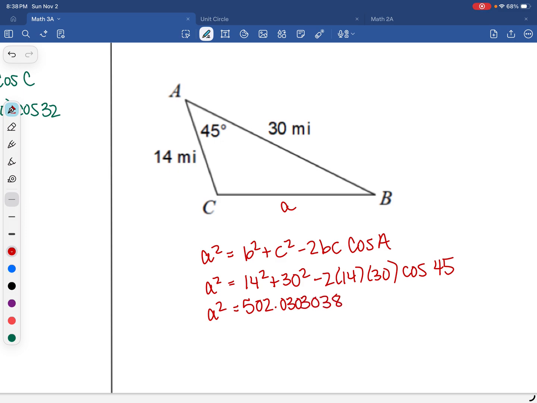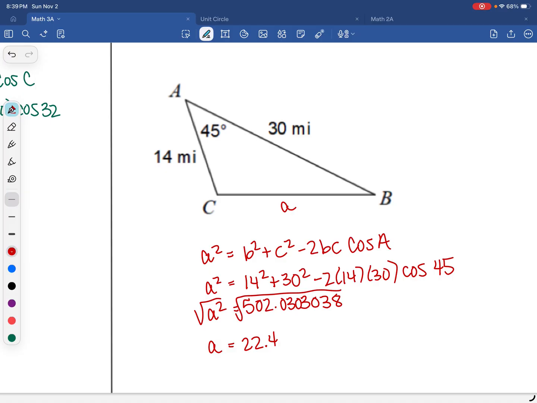Okay, and I got A squared is 502.0303038. And then I need to square root both sides. So once we square root that, I got A is 22.4. Okay, I'm just going to look really quick. I think we're fine, but I'm just going to look and see, because we got a decimal. Is there anything that happened wrong? I think we're okay. If you guys notice any mistakes at any point, I hope you will point them out to each other since I'm not there to help you. But I'm thinking that we're fine.